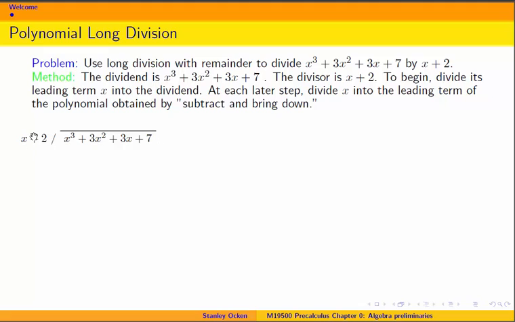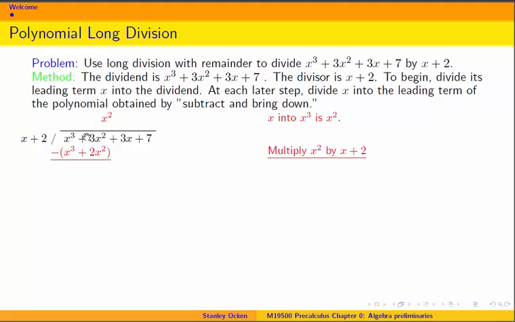We write divisor into dividend. We look at the leading term of the divisor, which is x, and we say x into the leading term of the dividend. It's always leading term into leading term. X into x cubed is x squared. You're doing a division. That means the answer you get should multiply by the divisor to give the dividend. So you try multiplying. X squared times x plus 2 is x cubed plus 2x squared.